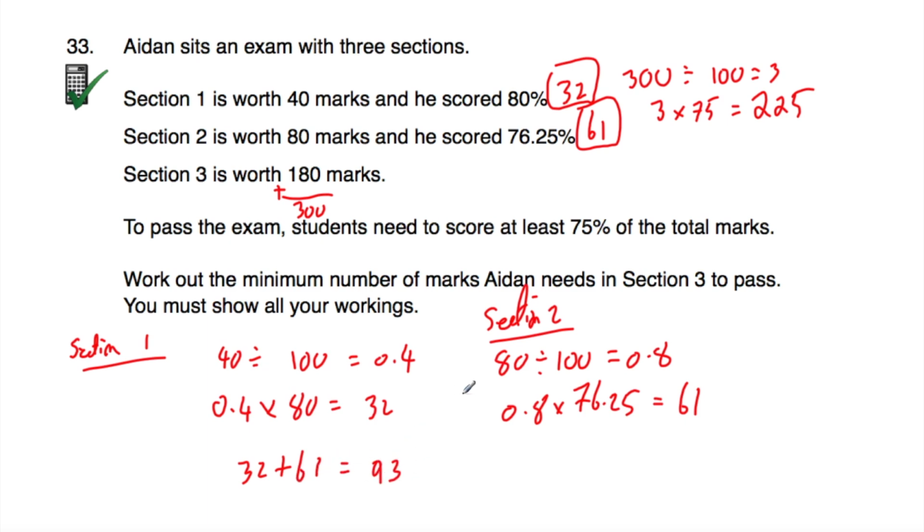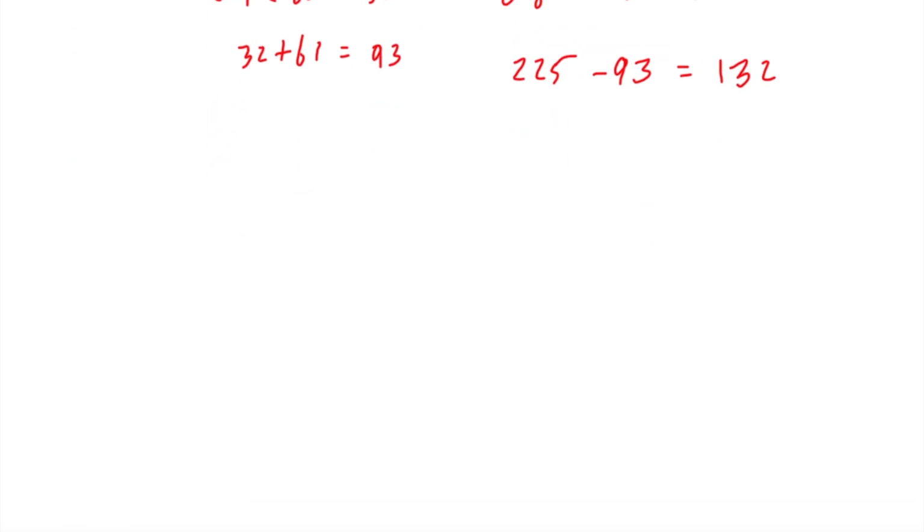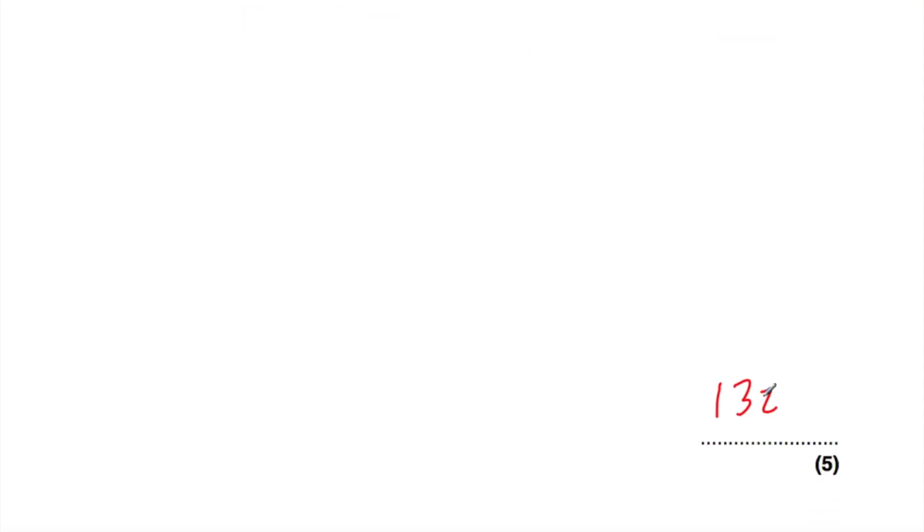So he's got 93 marks altogether so far, and he needs to get 225. So if we do 225 take away 93, that's equal to 132. So that means that Aidan needs to get at least 132 marks out of 180 in the last section. So how many marks must he obtain? The minimum number of marks he must obtain is 132 or higher.